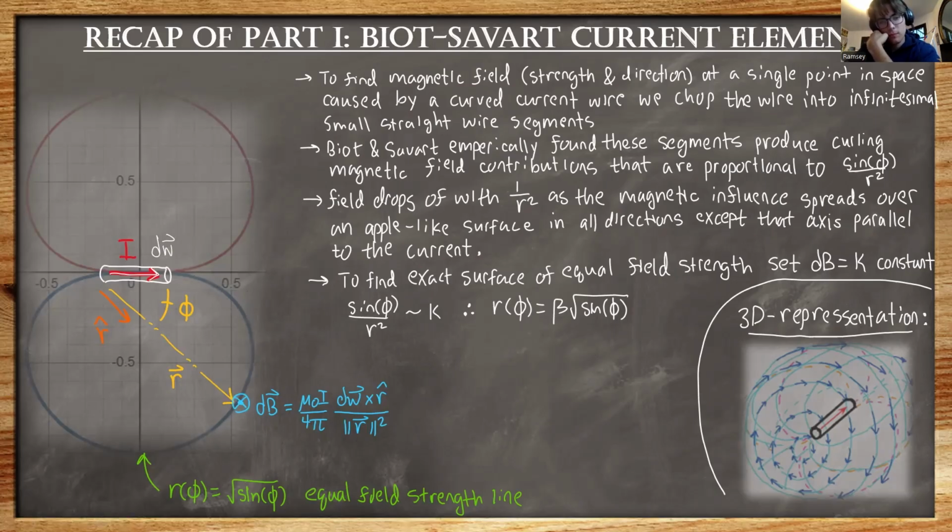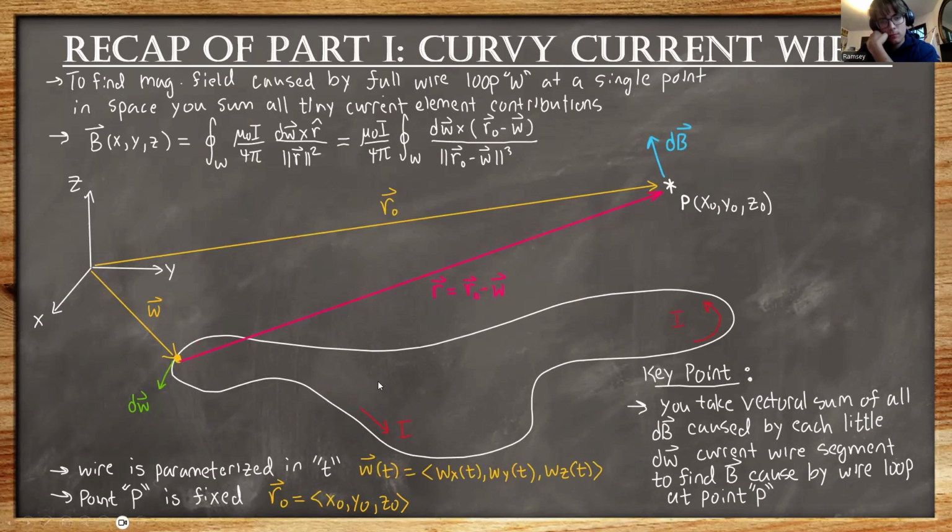So now that we empirically have, oh hey, a small hunk of wire with current is contributing this much of a field, we could start talking about figuring out what the total magnetic field is at a single point in space caused by an entire closed loop wire. And that's where we got last time. So to find the magnetic field caused by full wire loop W. So this is the wire W.